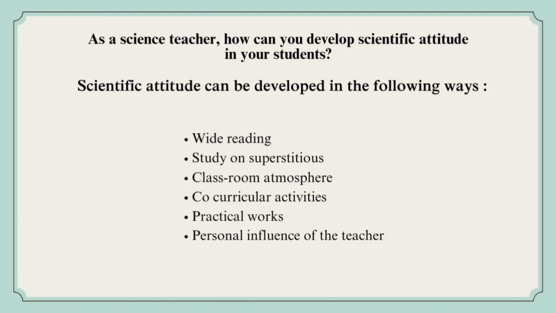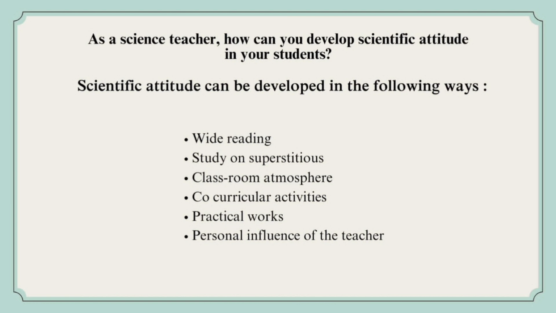The next one is classroom atmosphere. Child-centered methods, freedom of expression, informal settings, respecting students' views, encouraging intelligent questions, etc., can create an atmosphere conducive to the development of scientific attitudes. And the next one is study on superstitions. Students may be encouraged to investigate some common superstitions in the course of learning particular lessons and come to their own conclusions by actual survey and study.